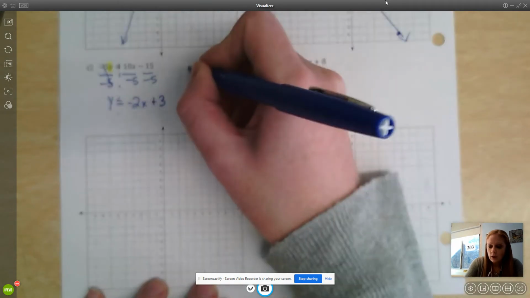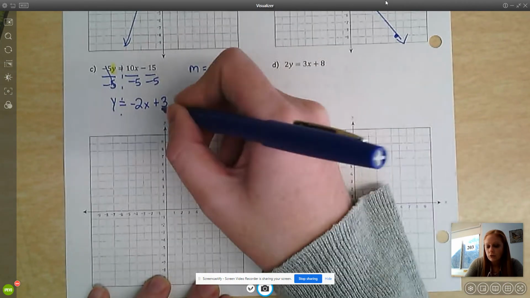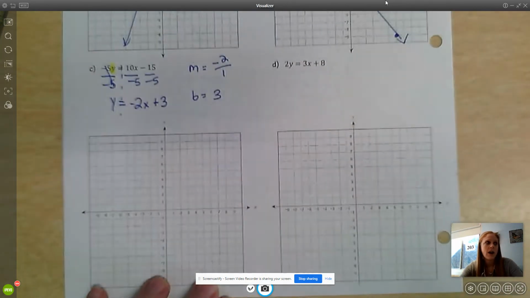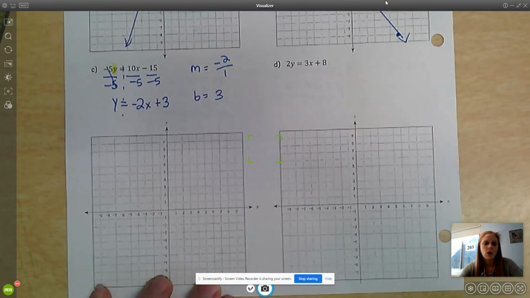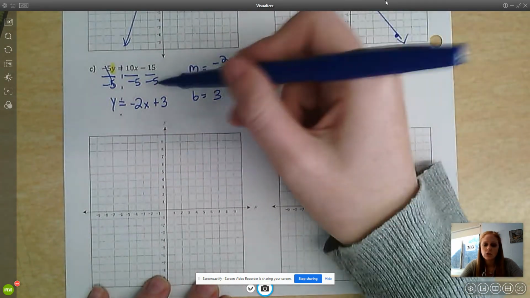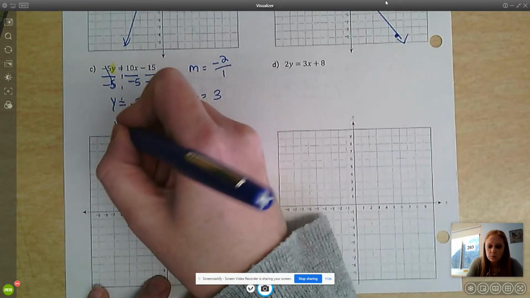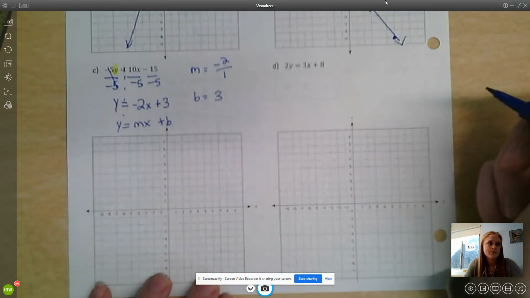Okay, so let's identify what our m and our b are. Our b is in the end, that's the 3, and our m is a negative 2 over 1 because we want it to be a fraction. So just keep in mind, you can't figure out what the m and the b are from looking at the original. I don't see a -2 or a 3 in the original, so you really have to get it in y equals mx plus b form before you can identify what the m and the b are.